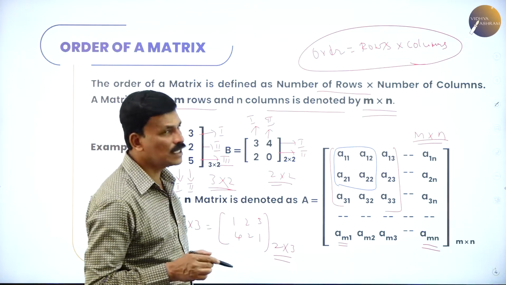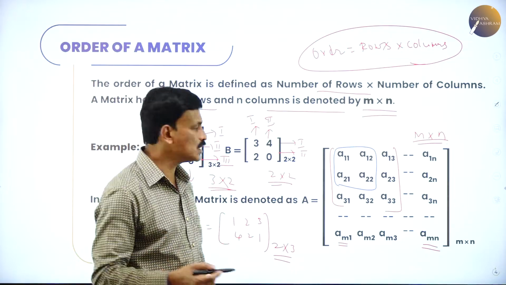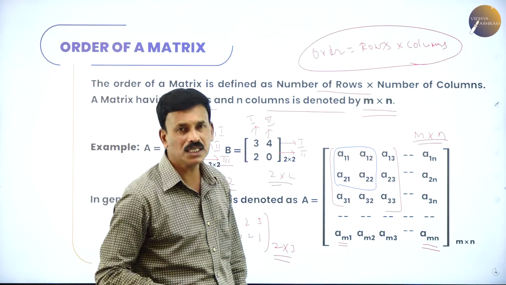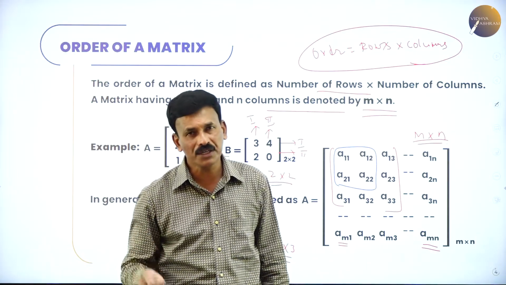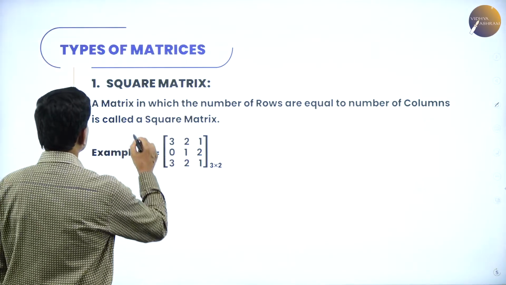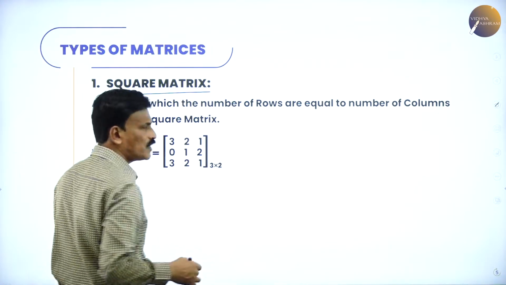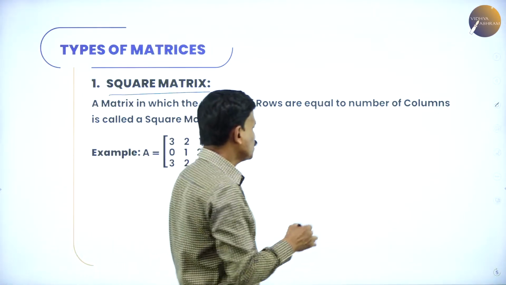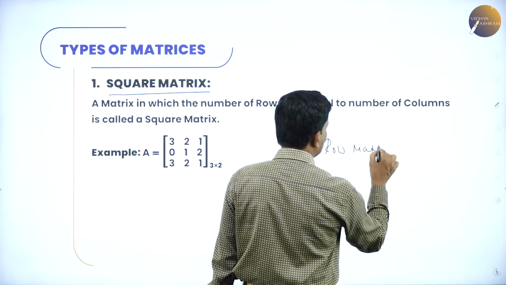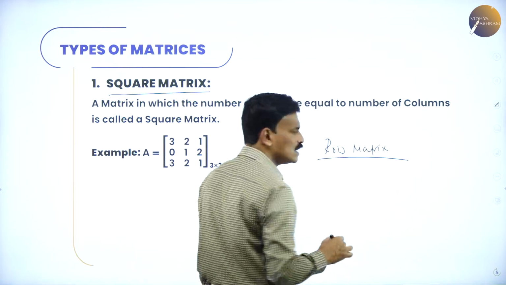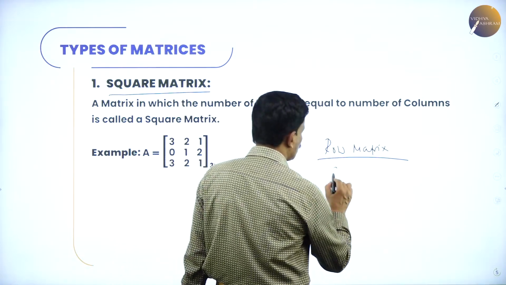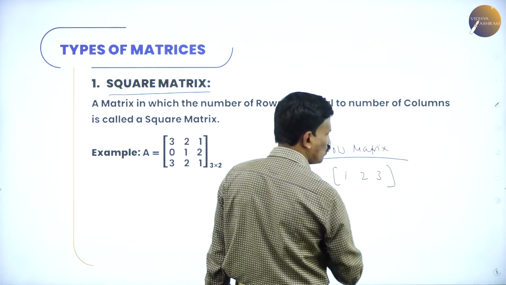So in general, a matrix of order m cross n is denoted as m into n. That's it, m rows and n columns. That is regarding the order of a matrix. Then the types of matrices. Now you might have studied the different types of matrices. A row matrix means a matrix having only one row is called a row matrix. For example, this is a row matrix.